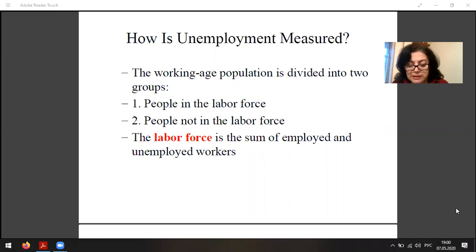So it's easy to define the labor force, because we think that the labor force consists of the total of two parts of employees that participate in the labor market, and that is employed people and unemployed people, or employed workers and unemployed workers. But on the other hand, we have to think about the elements of not in labor force.